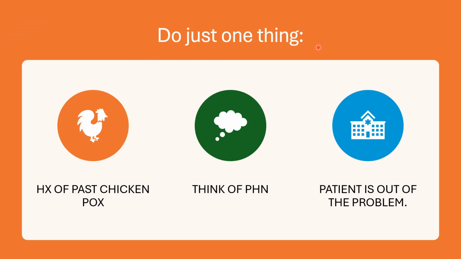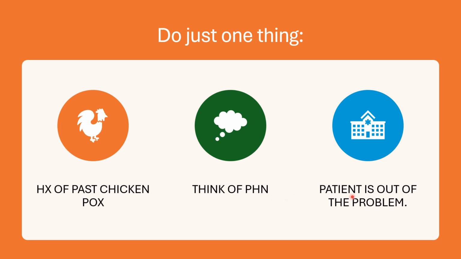Let's do just one thing. Let's take the time to ask about the past history of chickenpox. Once that is taken, in anyone with localized pain, that will help us greatly. With a positive history of chickenpox, we can start thinking of pre-herpetic neuralgia, and that will help us as per the appropriate investigations that we can do quickly before wasting time and money on big investigations.